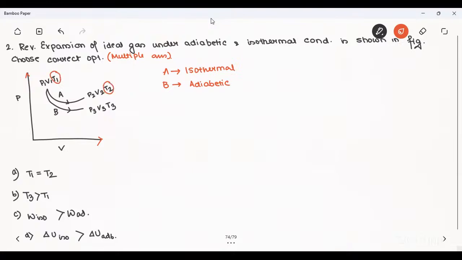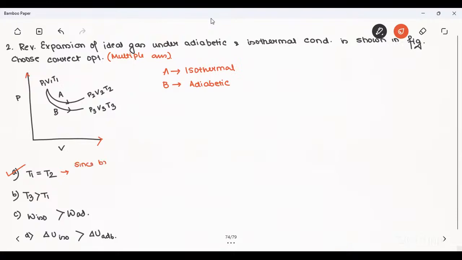Where do this T1 and T2 lie? On curve A. And curve A is an isothermal process. We know in an isothermal process, temperature remains constant, right? So obviously T1 will be equivalent to T2. Is this explanation clear?